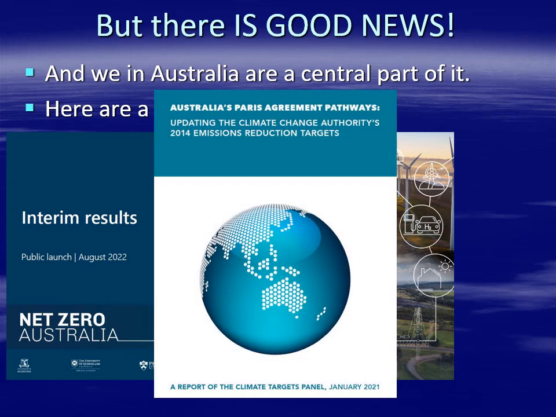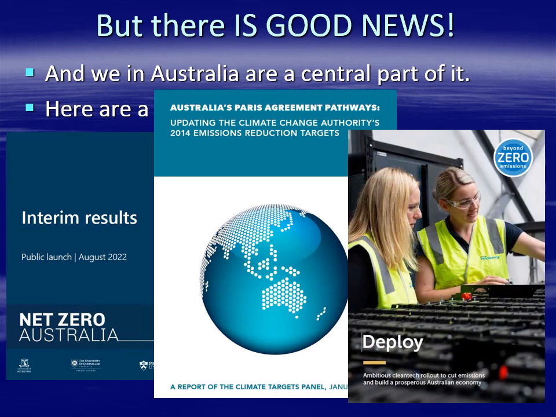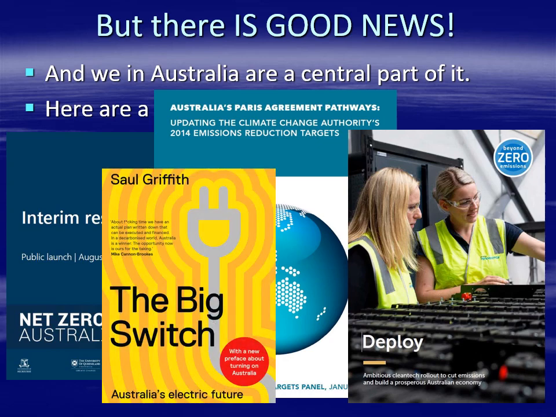Similarly, a group of scientists, mainly associated with the Climate Council, updated the Climate Change Authority's emission reduction target report. Beyond Zero Emissions published a number of very interesting studies about what we can do. And Saul Griffith wrote a quite popular book that you can get hold of easily, How to Electrify Australia's Future.